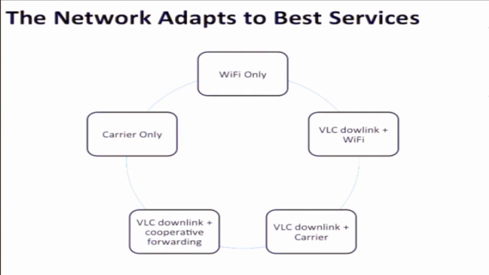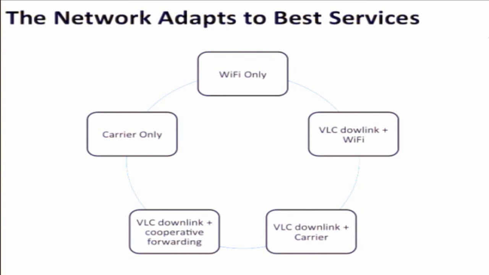I mentioned we think it's a heterogeneous network problem. Your system is going to adapt. Maybe you're on Wi-Fi. You add a VLC downlink that allows the Wi-Fi channel to have less traffic and less congestion. That's good. You could go out of range of the Wi-Fi and pick up a carrier. So there's a variety of combinations.